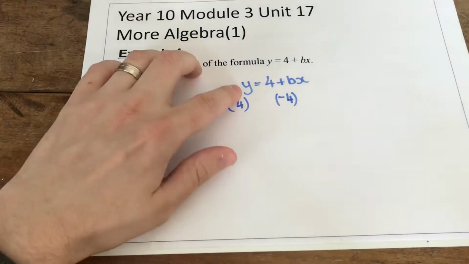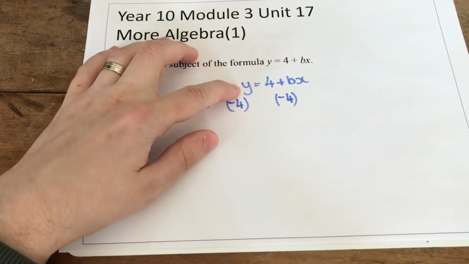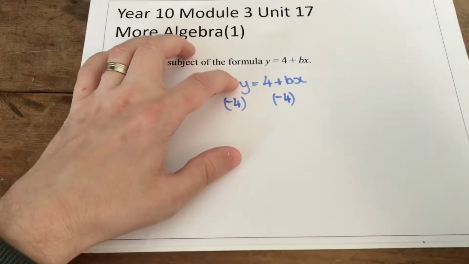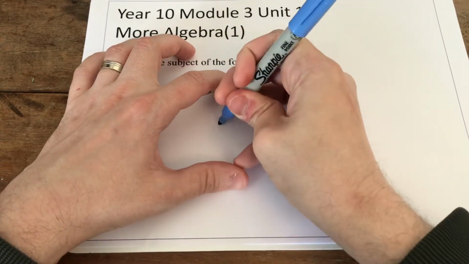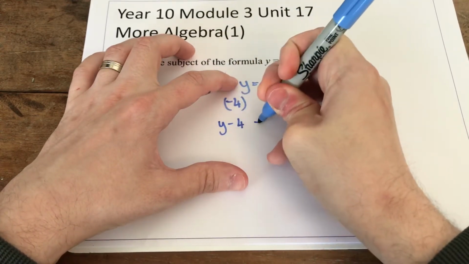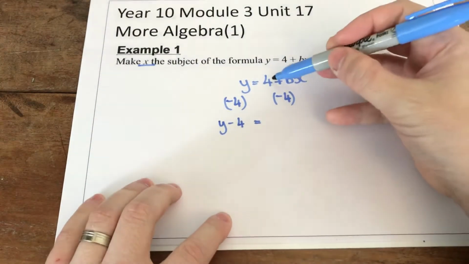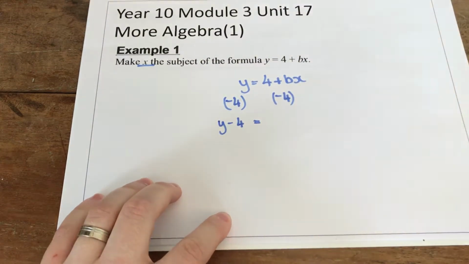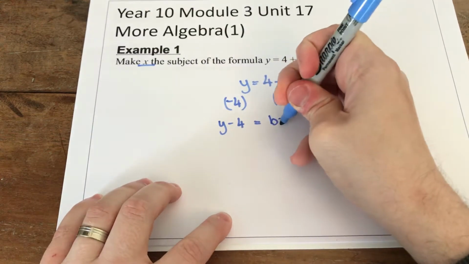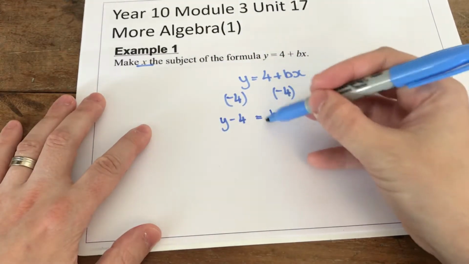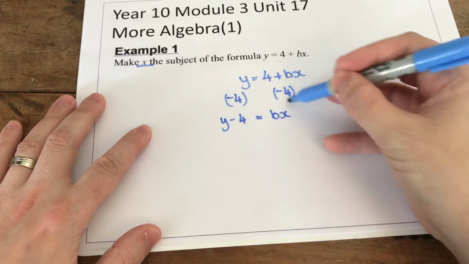Now, I don't know what this value here is on the left-hand side. When I take 4 off both sides, because I don't know what y take away 4 would be, I just write that as y take away 4. When I take 4 off this side, that cancels out, so I get left with bx. I then want to move the b from this side so x is on its own.